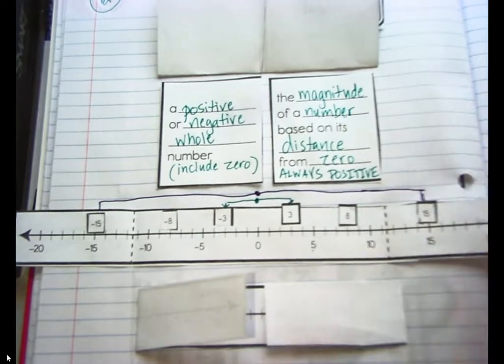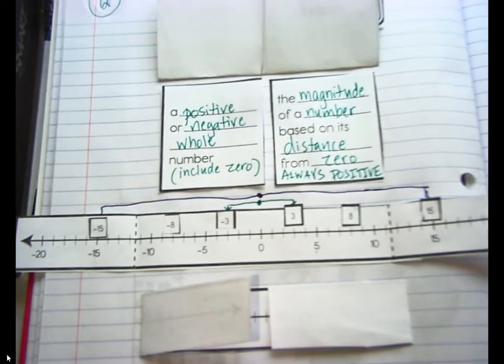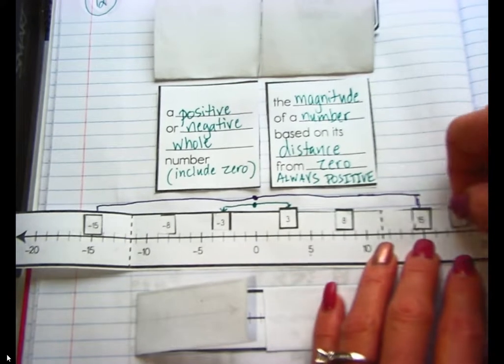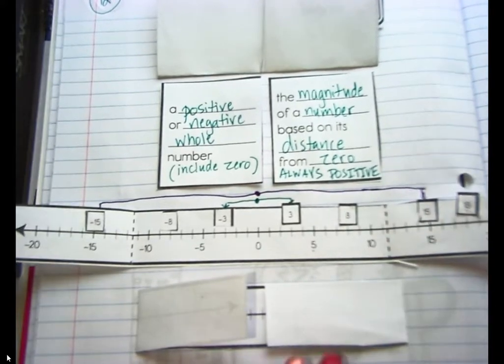And then the last one, you guys go ahead and do 18. Same thing. 18, we're going to place it positive 18, which is what it is. And negative 18 on the other side.